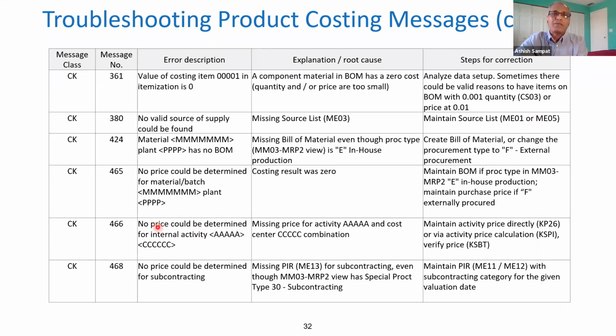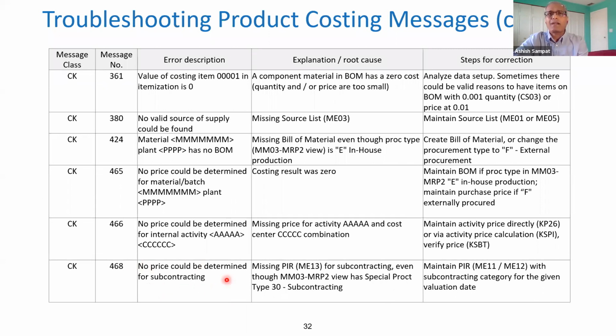And again, it comes up with no price could be determined for internal activity, so maintain the price using either KP26 or the plan price calculation, KSPI, or verify using KSBT. So again, in a lot of places you'll see what the error is, how to explain it, what the root cause is, and what the steps for correction are. Steps for correction obviously require you to go to the master data. So in the coming slides we'll look at some transaction codes which are useful for maintaining the master data.